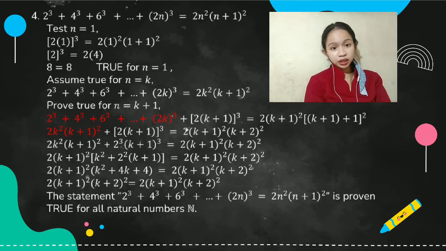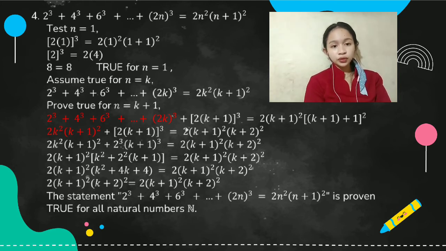Example number 4: 2 raised to 3 plus 4 raised to 3 plus 6 raised to 3 plus dot dot dot plus the quantity of 2n raised to 3 equals 2n squared, quantity of n plus 1 squared.